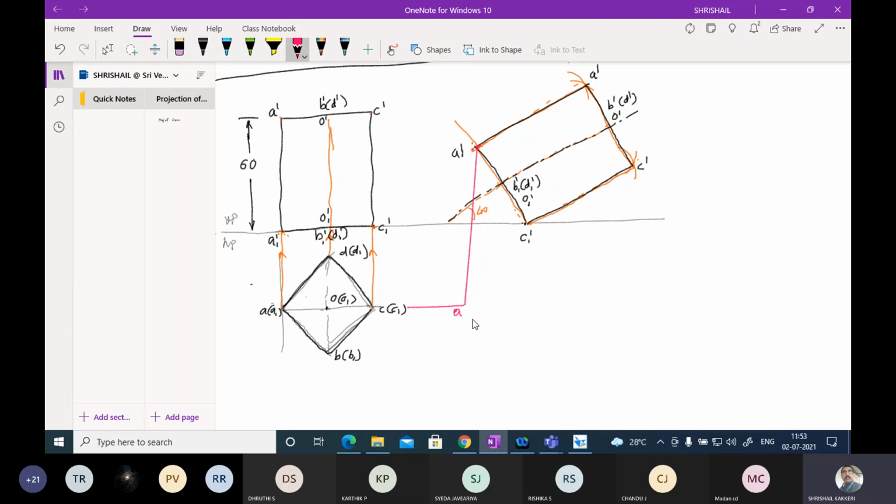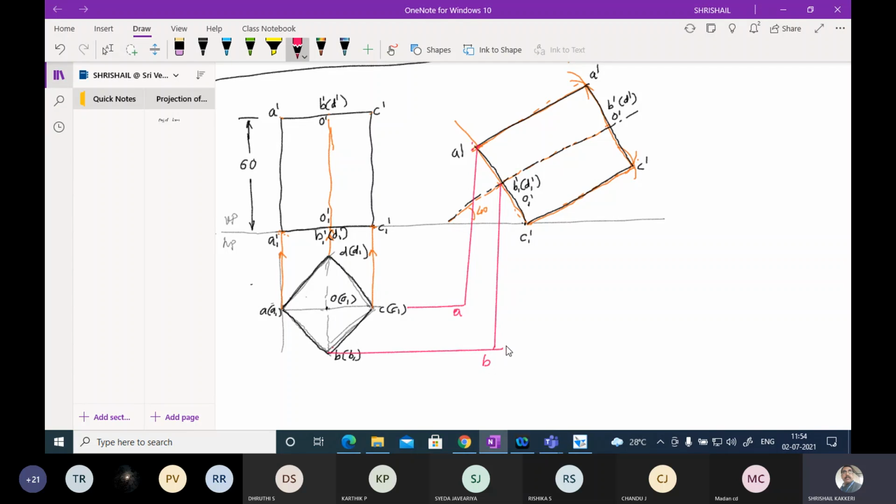Okay. And similarly, I am going to write a line from point B. From point B, I am going to write a line. And similarly, I am going to write a line from B also here. We will be meeting at this point, and that will become point B.